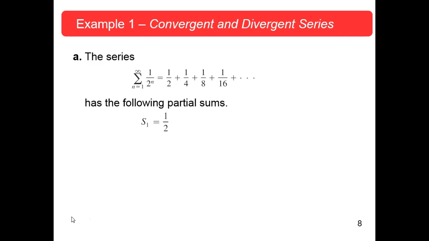Here is a series. Summation of n equal 1 to infinity of 1 over 2 to the n. When n is equal to 1, it would be 1 over 2 plus, this is a summation now, 1 over 4 plus 1 over 8 plus 1 over 16 plus on and on and on. All right, now, it has the following partial sums. S of 1 is 1/2. End it right there and you got 1/2. End it there and you got what?